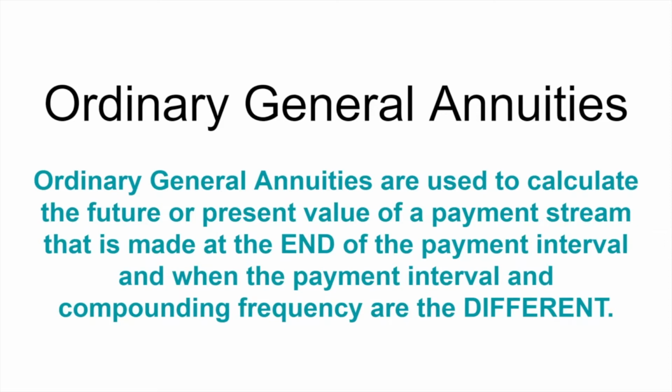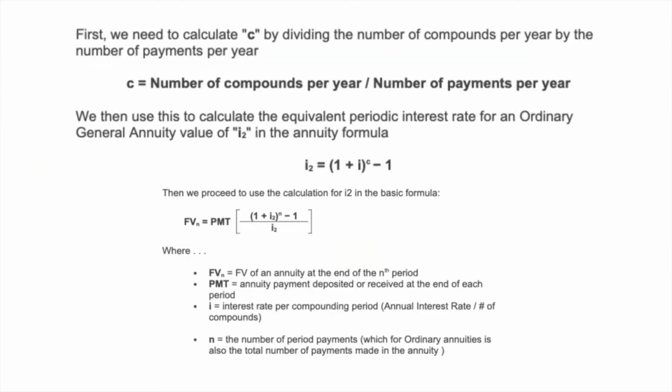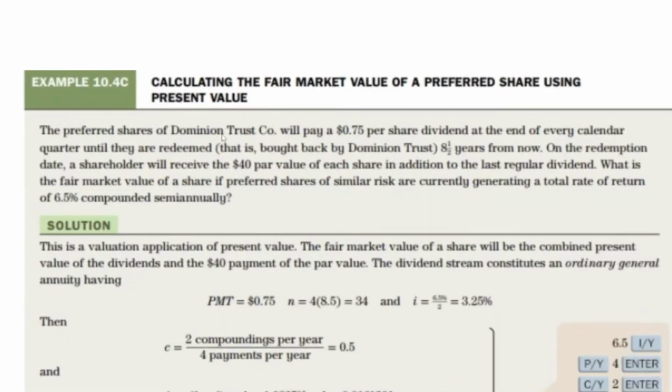What does that mean, you say? Well, what exactly are you talking about in terms of the payment schedule being different? Let's just hop to an example problem. The preferred shares of Dominion Trust will pay a 75 cents per share dividend at the end of every calendar quarter until it's redeemed, 8.5 years from now. On the redemption date, the shareholder will receive $40 par value of each share in addition to the last regular dividend. What is the fair market value of the share if preferred shares with similar risk are currently earning a rate of 6.5% compounded semi-annually?